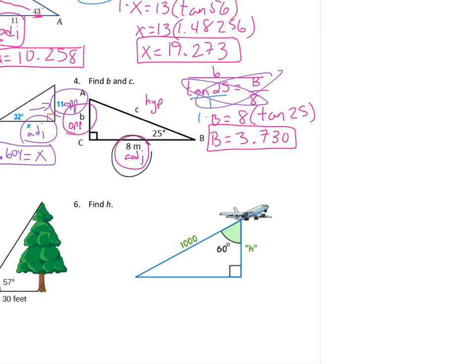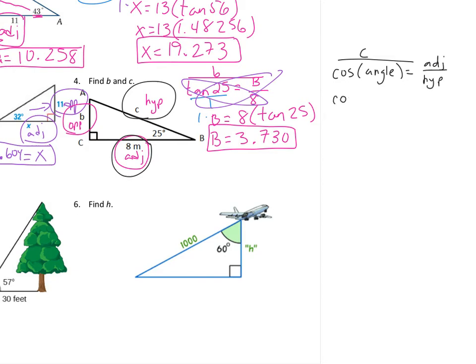I know I still have to use my 8 meters because that's where my number was given, and I need to find my hypotenuse, so I need to find my c, so I have to use the c. So notice the pieces I have now. I have adjacent and hypotenuse. So adjacent and hypotenuse is my cosine. So cosine of my angle is equal to my adjacent over my hypotenuse.